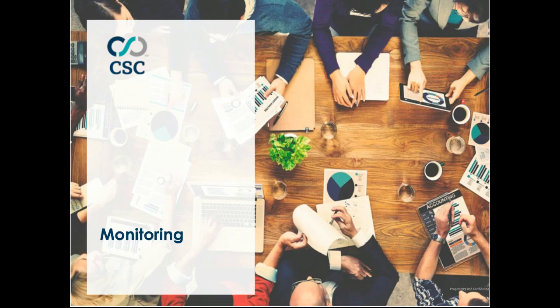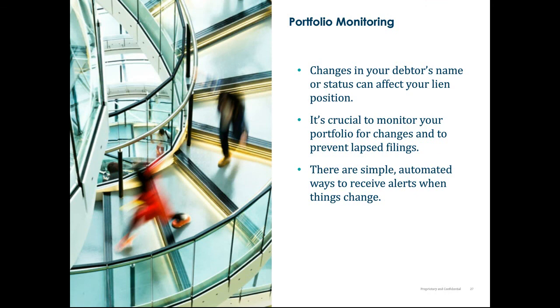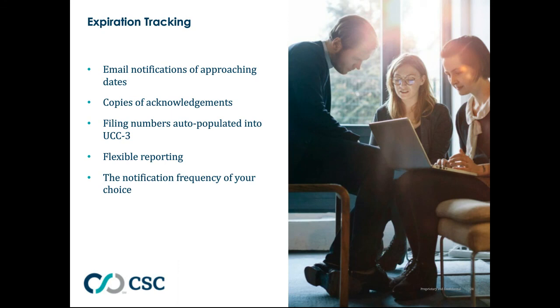Portfolio monitoring in general is just a way to get automated alerts when things change. I want to talk about the 3 different types of portfolio monitoring we do, as well as expiration tracking. So let's start with expiration tracking, because if your security agreements go longer than 5 years, most of you are going to need this at some point. Expiration tracking is just keeping track of when you did your original filing and getting notifications of when your filing is going to lapse.